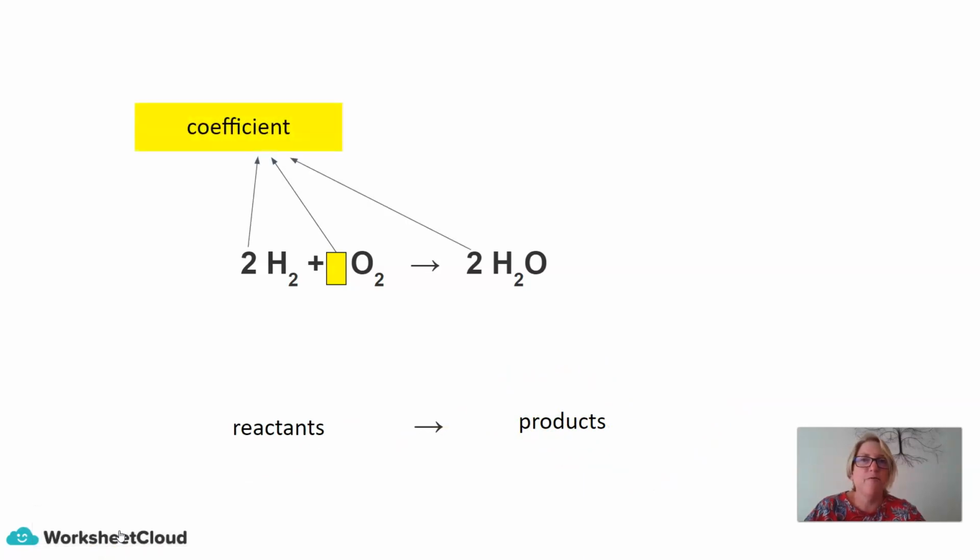The numbers in front of the chemical symbols are known as coefficients, and they tell us the number of molecules that are taking part in the reaction. And the numbers at the bottom of the elements inside the chemical formulae are known as subscripts, and they refer to the number of atoms that are part of the element or the compound.